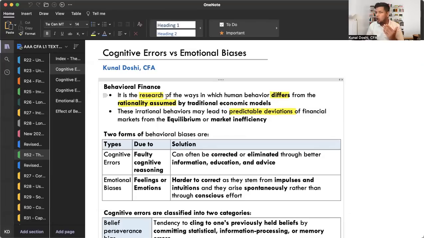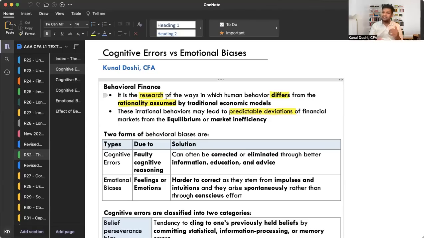These irrational behaviors may lead to predictable deviations of financial markets from the equilibrium or market efficiency. So why are markets not efficient? One of the biggest reasons of markets not being efficient is investors' behavior, their reactions, their errors with respect to not being rational. That is what behavioral finance is.